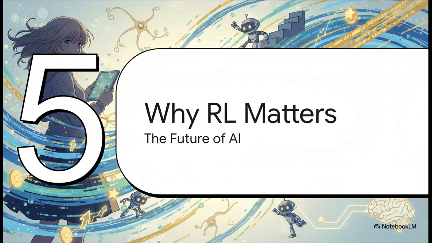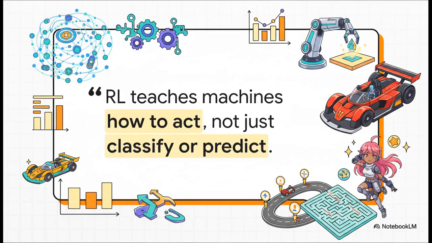Okay, so with all those challenges, you might be wondering, why is everyone so obsessed with reinforcement learning? Let's wrap things up by looking at why it's so fundamental to the future of AI. I think this quote just nails it. A lot of machine learning is about recognizing things, like telling a cat from a dog, or predicting something, like what the weather will be. But RL is different. It teaches a machine how to act in the world, how to make a sequence of decisions to actually achieve a goal. It's about doing, not just knowing.